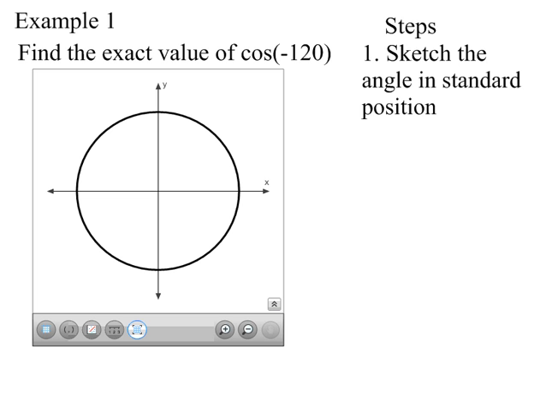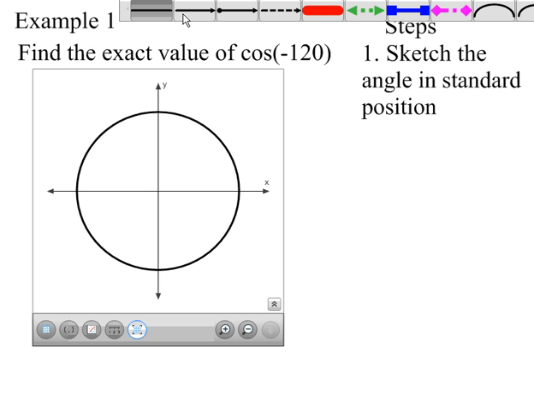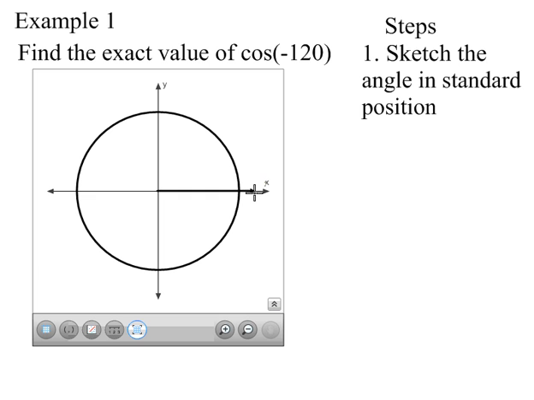There's our unit circle. So now what we want to do is sketch our angle in standard position. So we want to sketch negative 120 degrees in standard position. If it's in standard position, we know that the initial side has to be here. Since it's a negative angle, we know that it's going to open in a clockwise fashion.